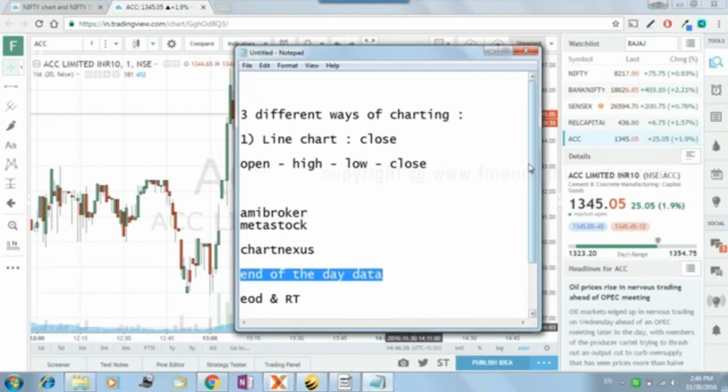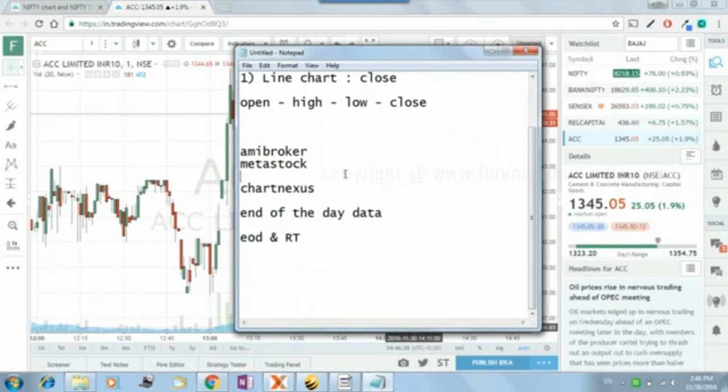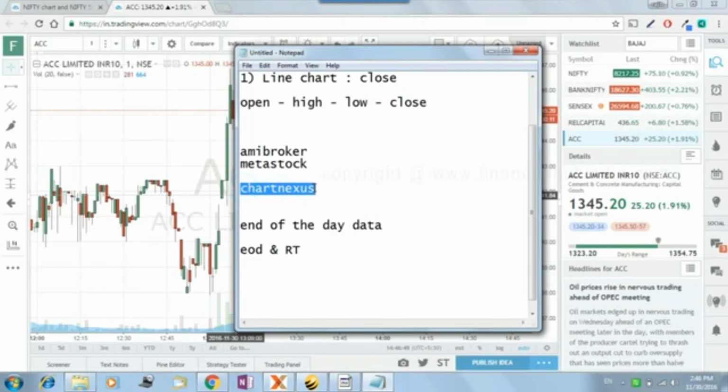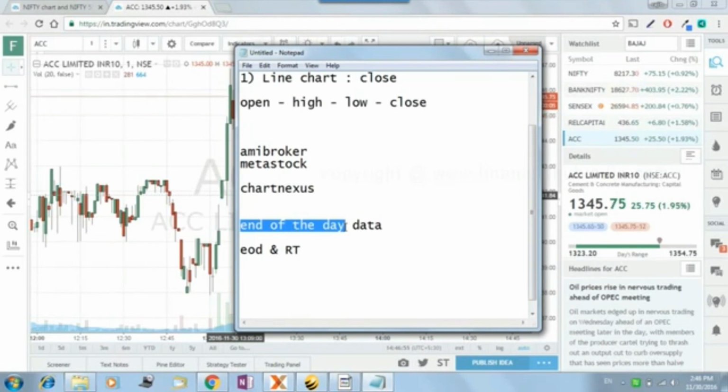So apart from all the software you have seen, you can use AmiBroker and MetaStock. These are also good software available in the market. You can use Chart Nexus too. Chart Nexus gives you end of the day data, EOD data we say. EOD means it doesn't have any RT data, real-time data. During the market hours it will not be updated.